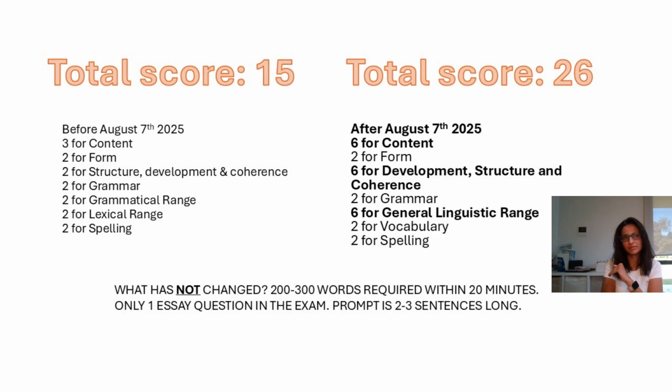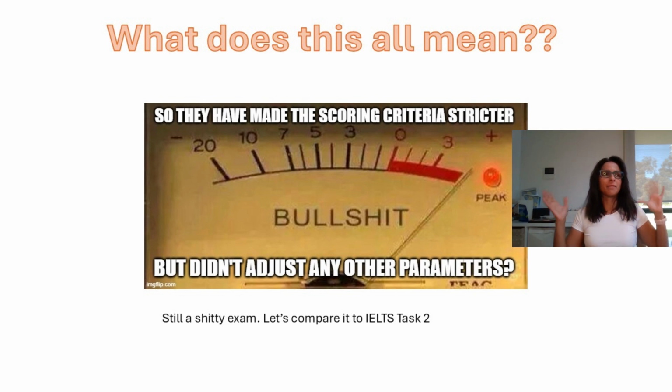What hasn't changed? You are still required to put out a 200 to 300 word essay within a strict 20 minutes. Only one question will come out, and the prompt is usually 2 to 3 sentences long. So, about 2 sentences explaining, which is a statement, and then 1 sentence, which is usually a question. Now, my alerts and alarms are going on in my head because they've changed a lot, but they haven't changed some other things. Okay, so what does this all mean for us?